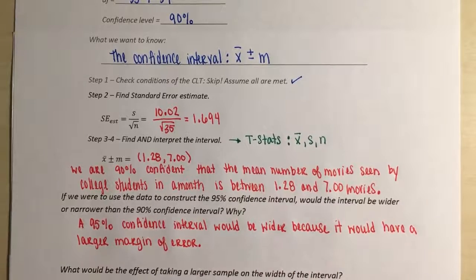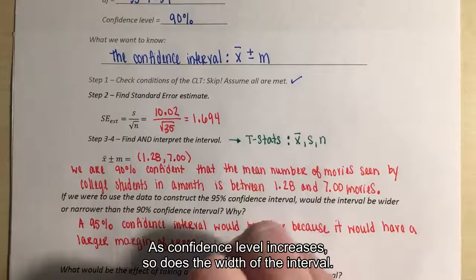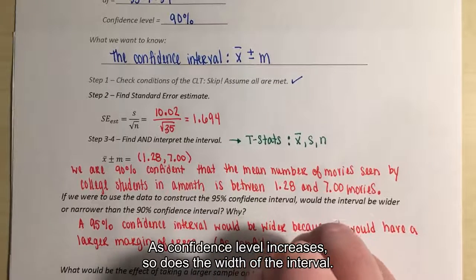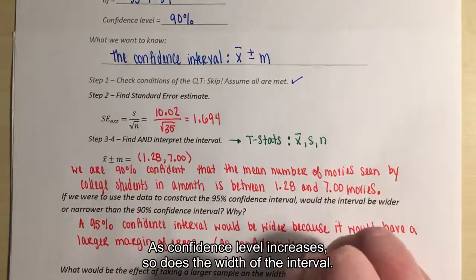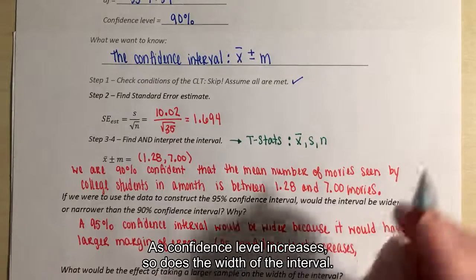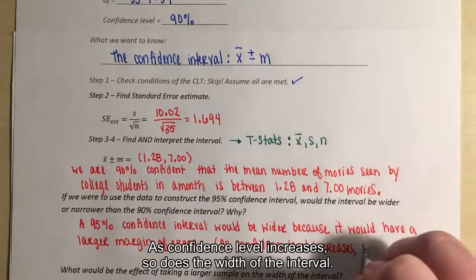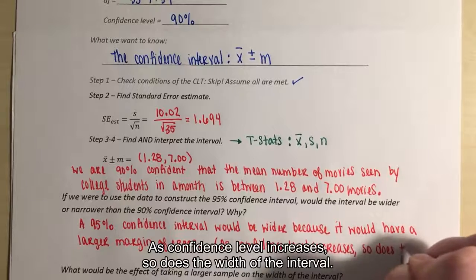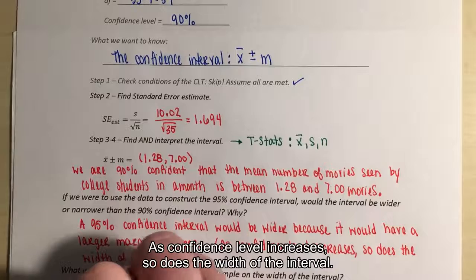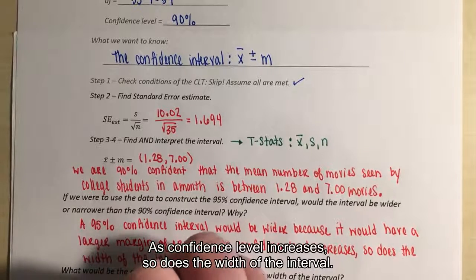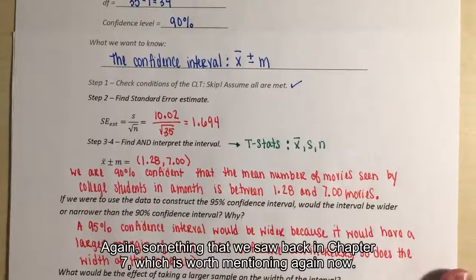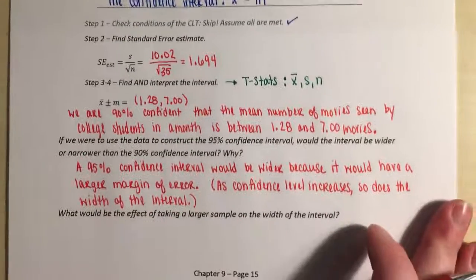As confidence level increases, so does the width of the interval. Again, something that we saw back in chapter 7, which is worth mentioning again now.